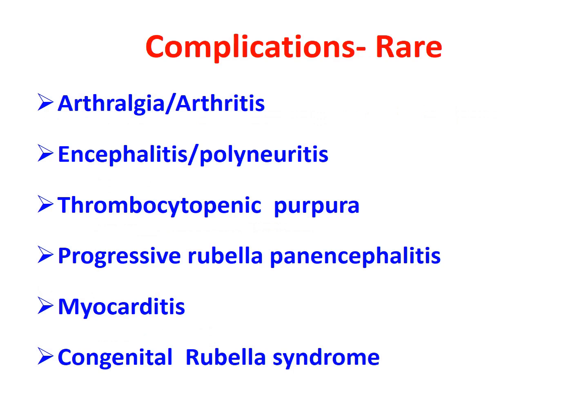Complications of rubella are rare and not very commonly seen, but these are the few complications which might be seen: arthralgia, arthritis, encephalitis, polyneuritis, thrombocytopenic purpura, progressive rubella panencephalitis, myocarditis, and then the congenital rubella syndrome. This is the bad one, and we are more concerned about the congenital rubella syndrome, because with this syndrome a baby is born with multiple congenital defects.